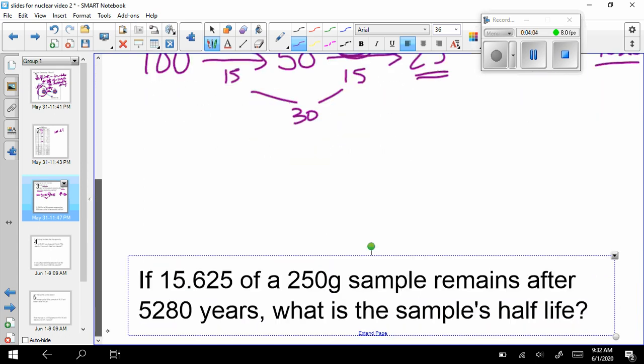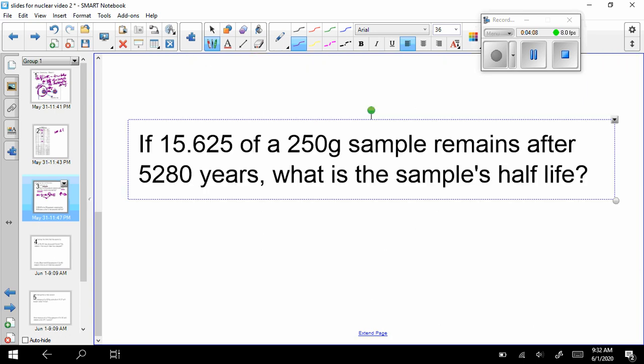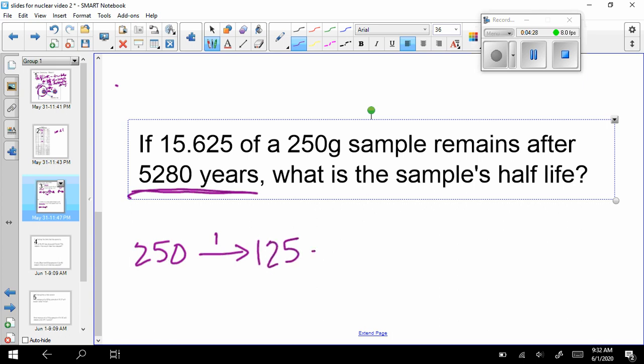All right, the next one. If 15.625 grams of a 250 gram sample remains after 5,280 years, what's the half-life? So there's the total time that's gone by. I need to start with 250 grams. All right, again, you might need a calculator to do this. After one half-life, I'd have half of that. So take 250 divided by 2 and you get 125. I want to get all the way down to 15.625. All right, so I got to keep going.